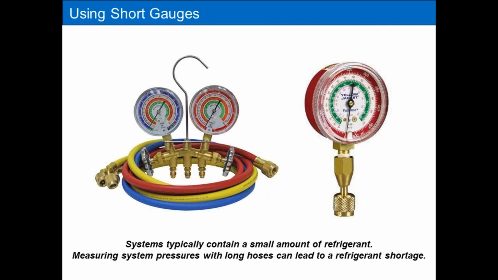You can buy them at a wholesaler, or you can make up your own little stubby set. And that is definitely the way to go when you want to just measure pressure. If I want to measure the suction pressure or the discharge pressure of these units, I would recommend to use a short stubby gauge set for troubleshooting.